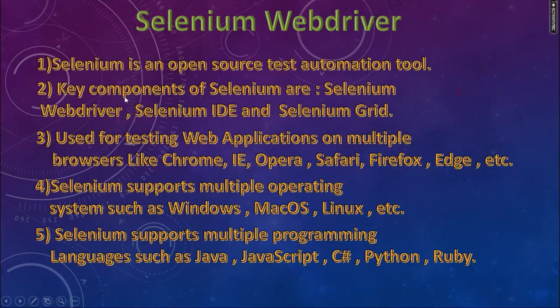So coming on to the second point, guys, the key components of Selenium are Selenium WebDriver, Selenium IDE and Selenium Grid. Okay, so Selenium WebDriver, Selenium IDE and Selenium Grid. What Selenium WebDriver basically is, we have seen in the first point. Now Selenium IDE is a record and playback tool which is used for recording whatever we are doing over the website. Let me give you an example. We open the Chrome, it will record that. We typed in Facebook, it will record that.